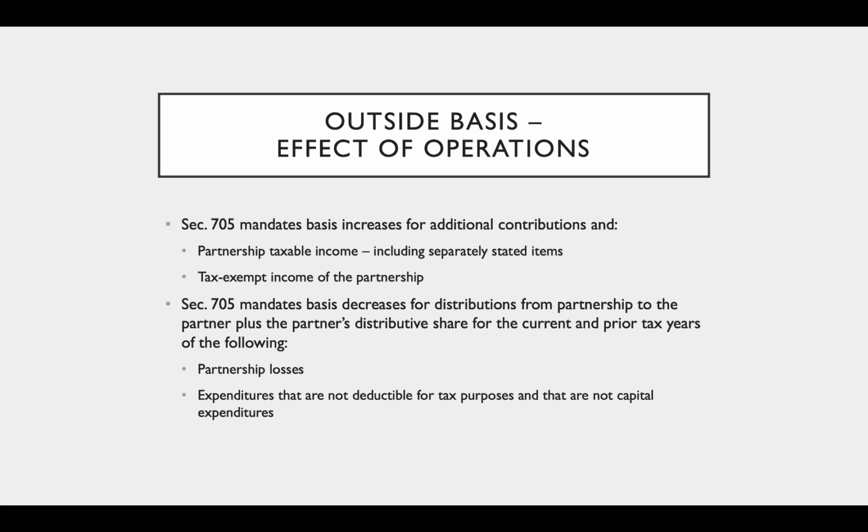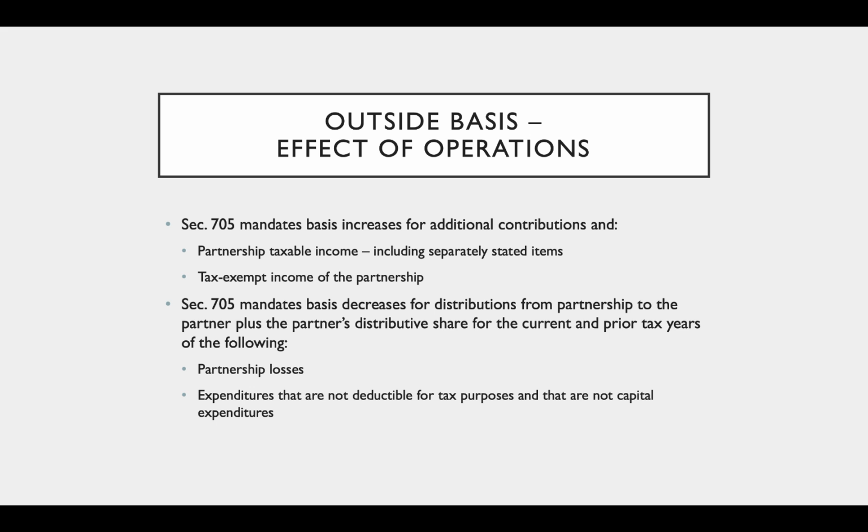Okay, we also make adjustments to basis because of the result of operations. Section 705 mandates a basis increase for additional contributions in partnership taxable income, including separately stated items, and also for tax-exempt items of income of the partnership. We saw that in that example we did. Remember, we had tax-exempt interest income, and we increased the basis by the amount of that income, even though it wasn't part of our taxable income.